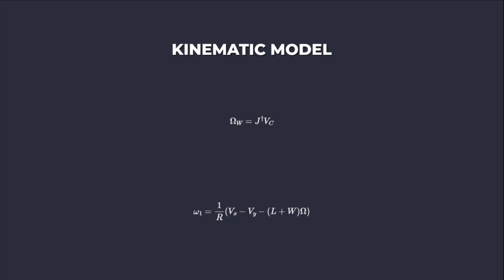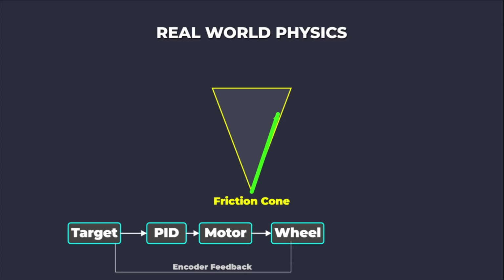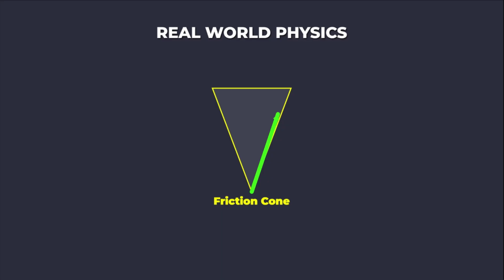For example, omega 1 equals 1 over r times the quantity Vx minus Vy minus the quantity L plus W times omega. Accurate execution requires precise motor control, typically using closed-loop proportional integral derivative controllers to maintain the calculated speeds despite varying load and friction conditions.